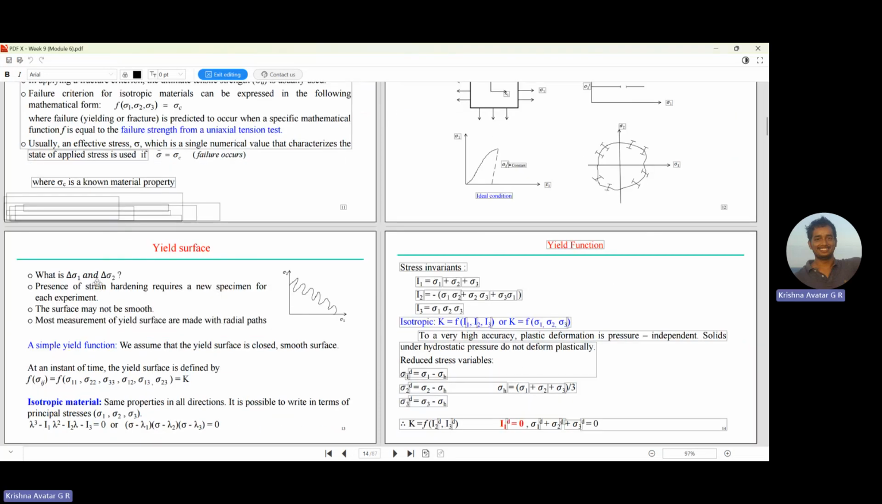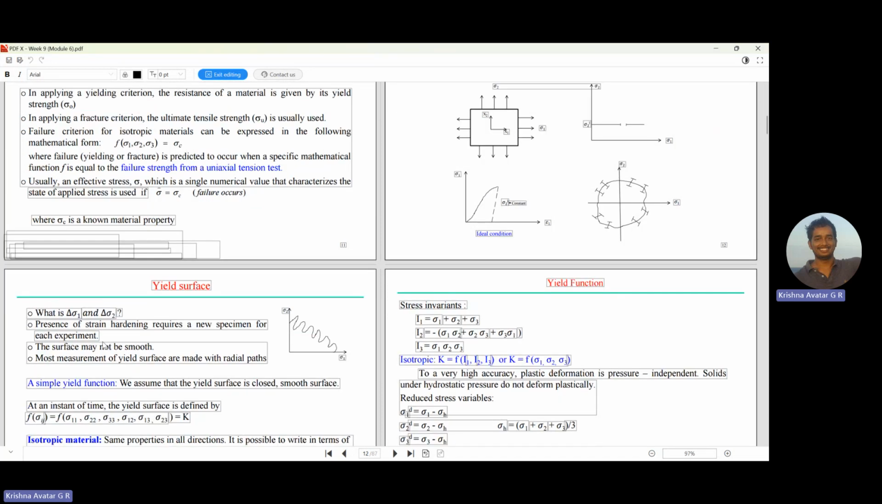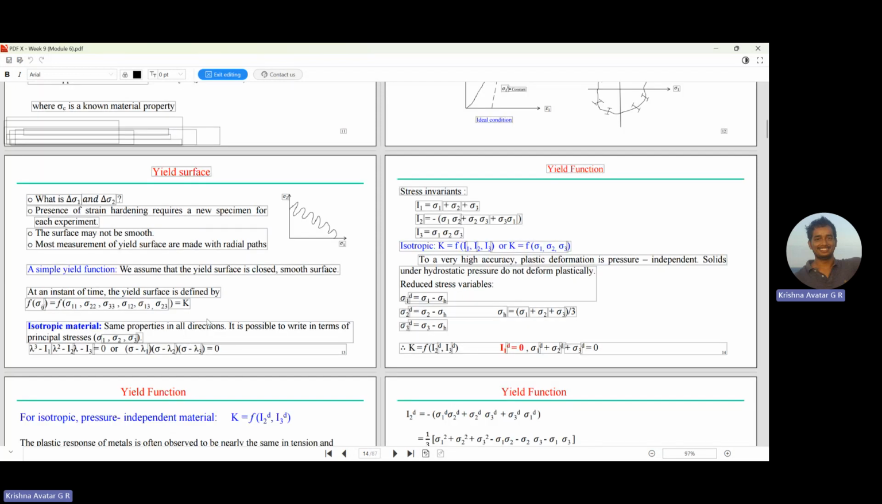Now we talk about what delta sigma 1 and delta sigma 2 are. It's like how the increments in the principal stress are related. And the presence of strain hardening requires a new specimen for each experiment. Because once it deforms plastically, we cannot start from scratch. We have to pick up a new specimen and do the experiment, right? And the surface may not be smooth, and most measurements of yield surfaces are made with radial paths.